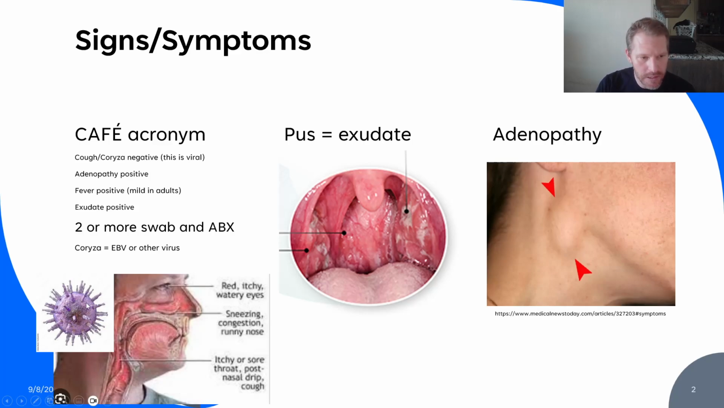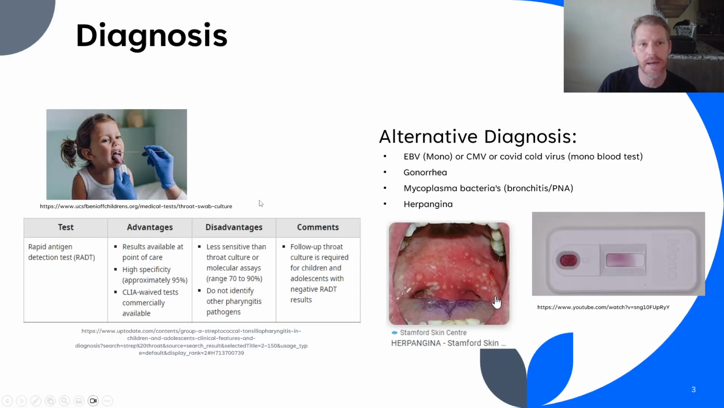I put this down here to show you what that coryza part of it is, that conjunctivitis, that red itchy eyes, would not be associated with strep. Sneezing, congestion, runny nose, not associated with strep. Itchy coughing is from a postnasal drip is not associated with strep. So those are important things to keep in mind.